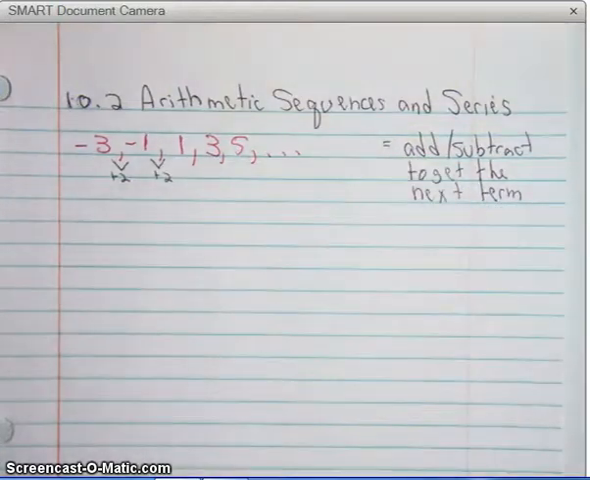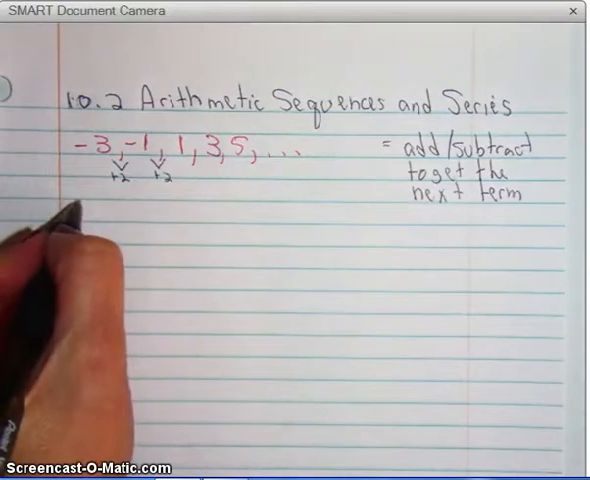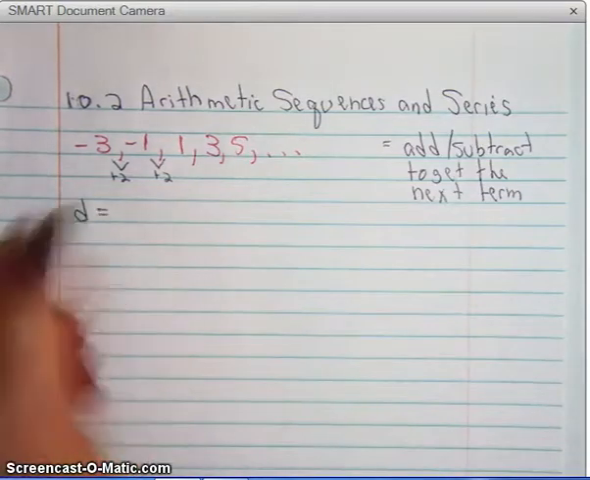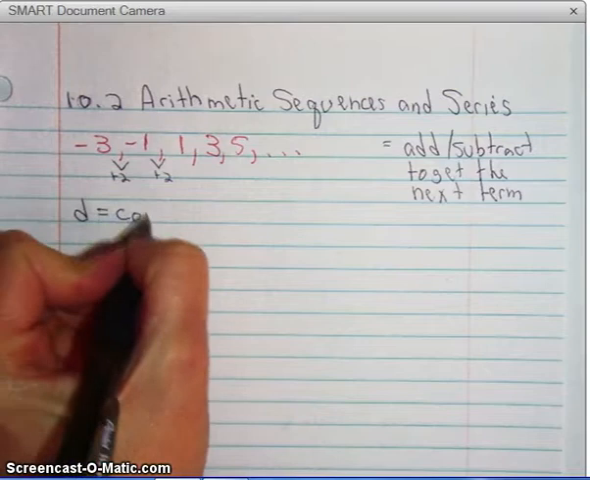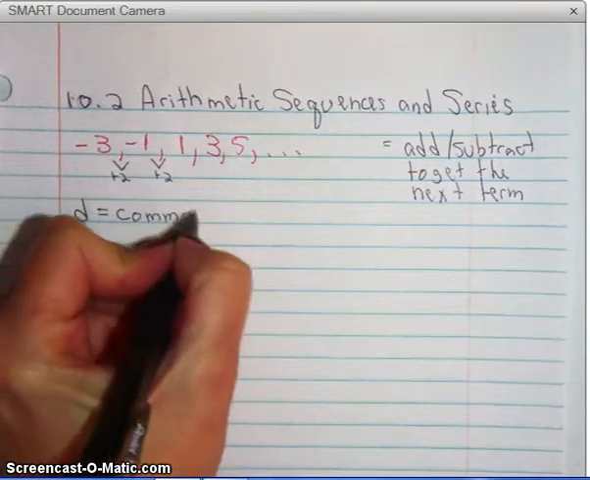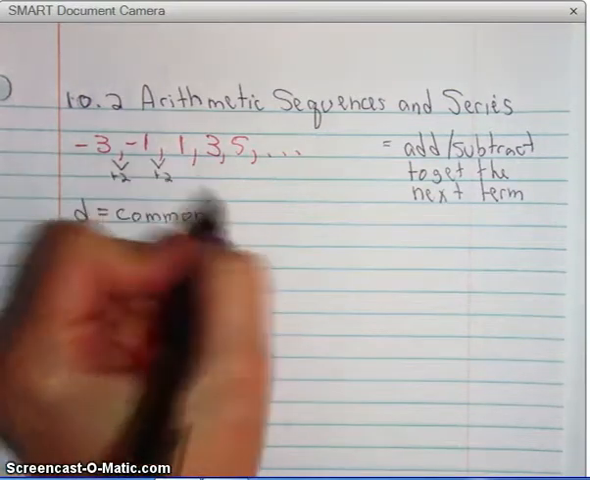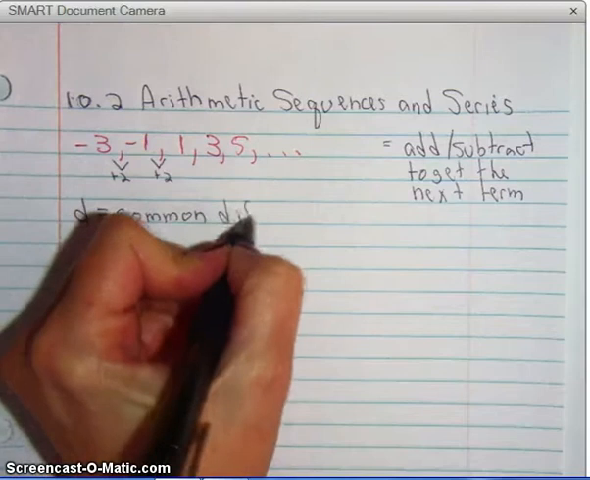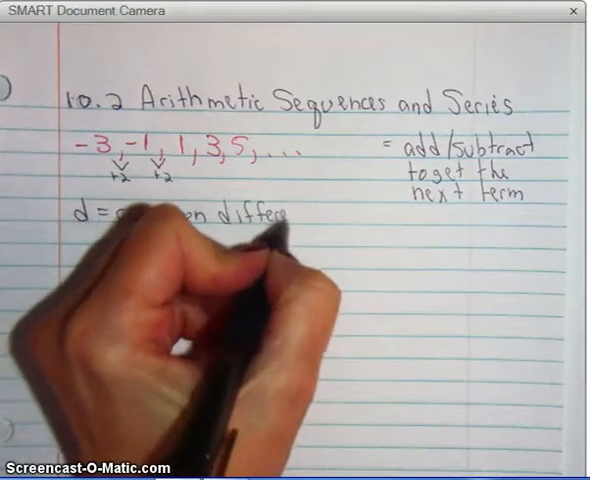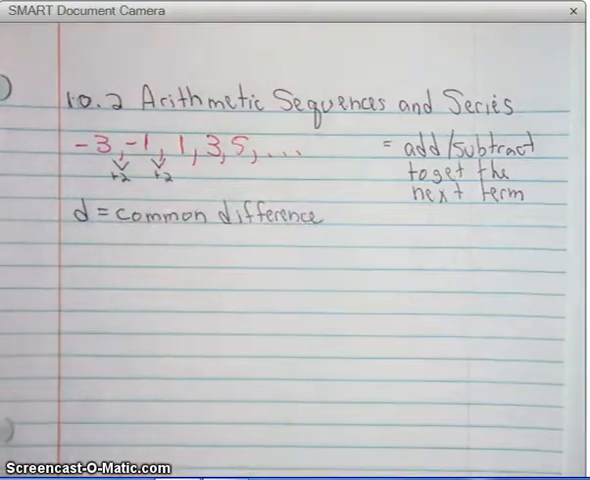That 2 that we're adding every time has a name, or actually a variable. It's labeled D. Stands for the common difference. Common difference. So that's that number 2 that Max said we're adding by every time.